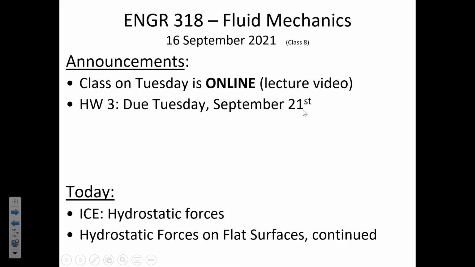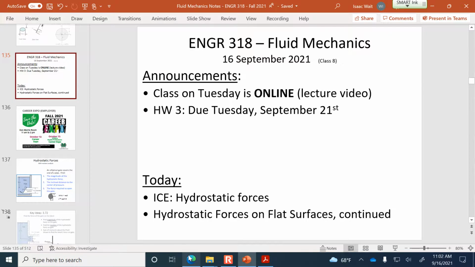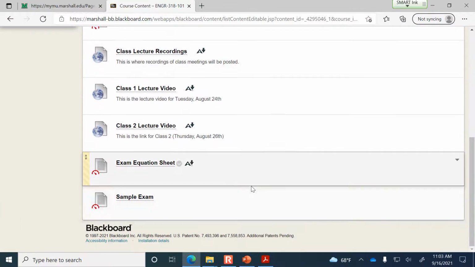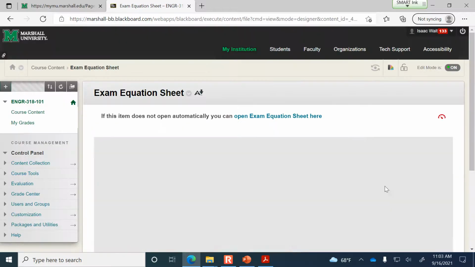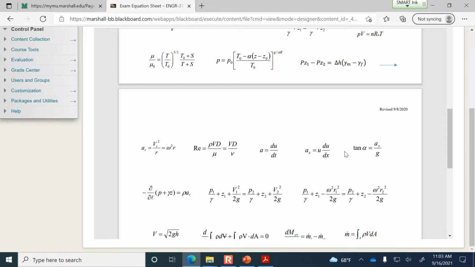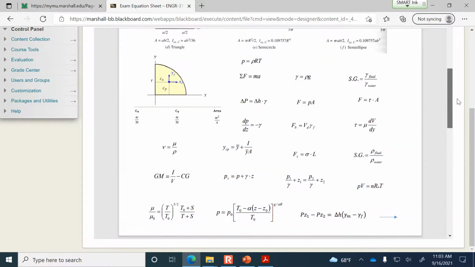I wanted to also point out something. It's not immediately new. It's something I did maybe last week or the week before. But on Blackboard, there's the equation sheet for our exam. And so you can begin to familiarize yourself with the formulas that will be available to you during our tests.